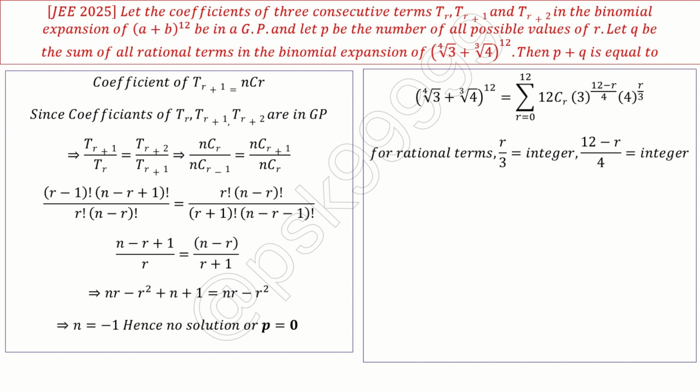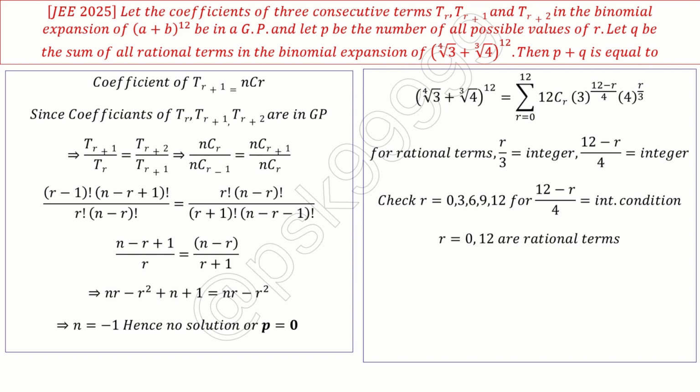So if r by 3 is an integer, what are the possible values? I'll get 0, 3, 6, 9, 12, correct? Now you substitute in (12 minus r) by 4 and check for the integer condition. So only two of them will pass. r equal to 0 and r equal to 12 will pass. These are the two rational terms.